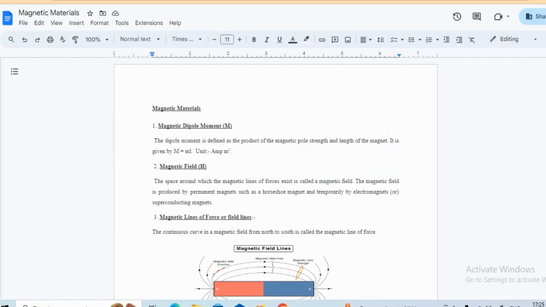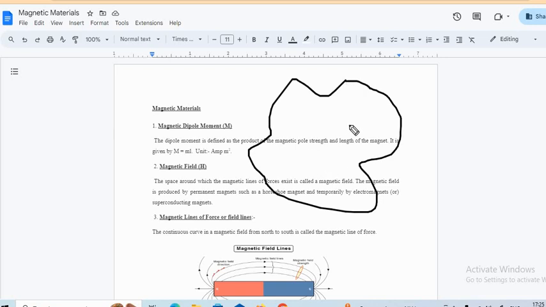Now, what is magnetic field? You can think about a certain region where the effect of a particular magnet is available. Theoretically, we can consider that there are some number of lines of force. This region where the magnetic effect is observed is known as the magnetic field.